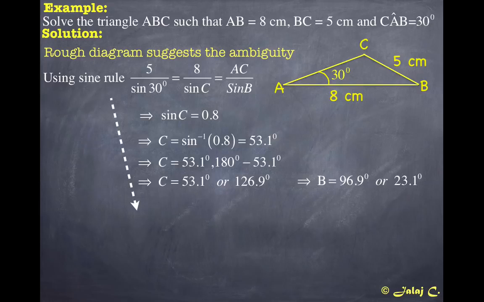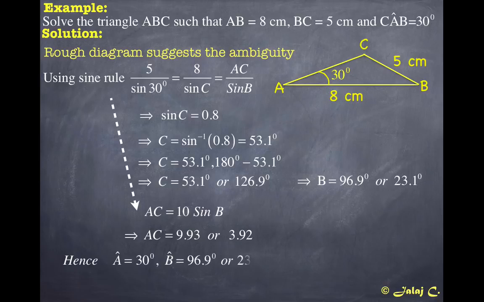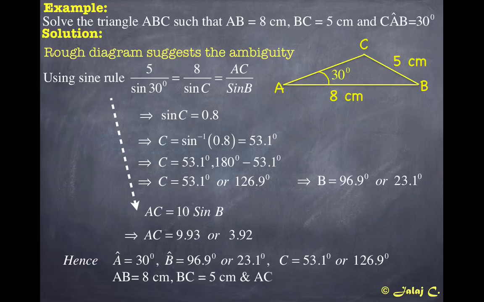Now, when we go back to the sine rule to calculate side AC, then AC is 10 sine B. We have two values of B. Taking one at a time, we get two values of side AC, which are 9.93 and 3.92 centimeters. Hence, finally, we get two values of angle B, two values of angle C, and a value of angle A which was given. We get two values of side AC and one value of AB and BC each because they were given. Thank you. Hope it was helpful.